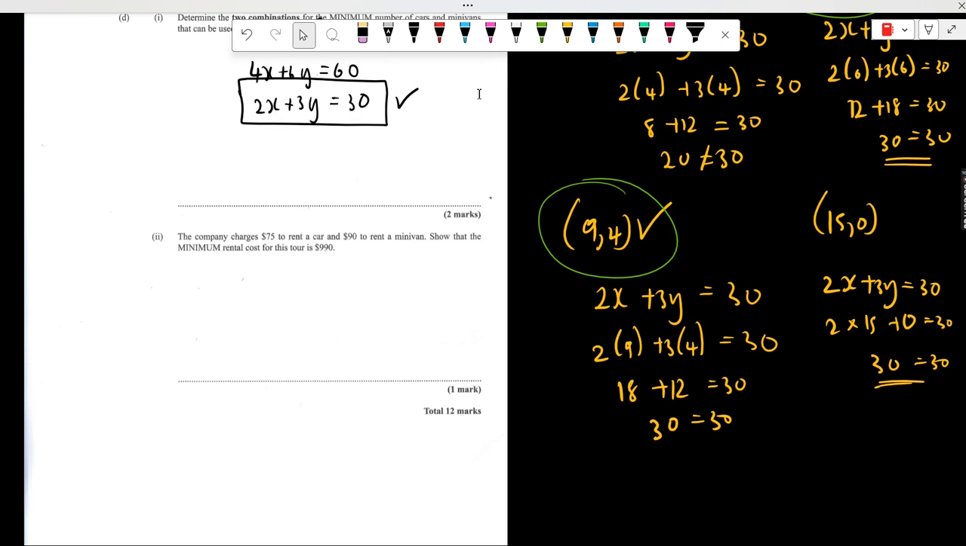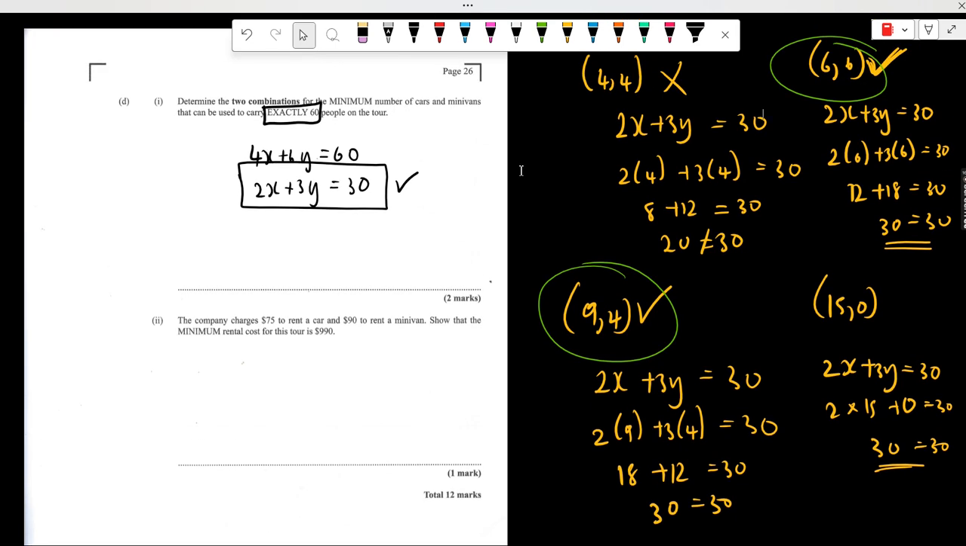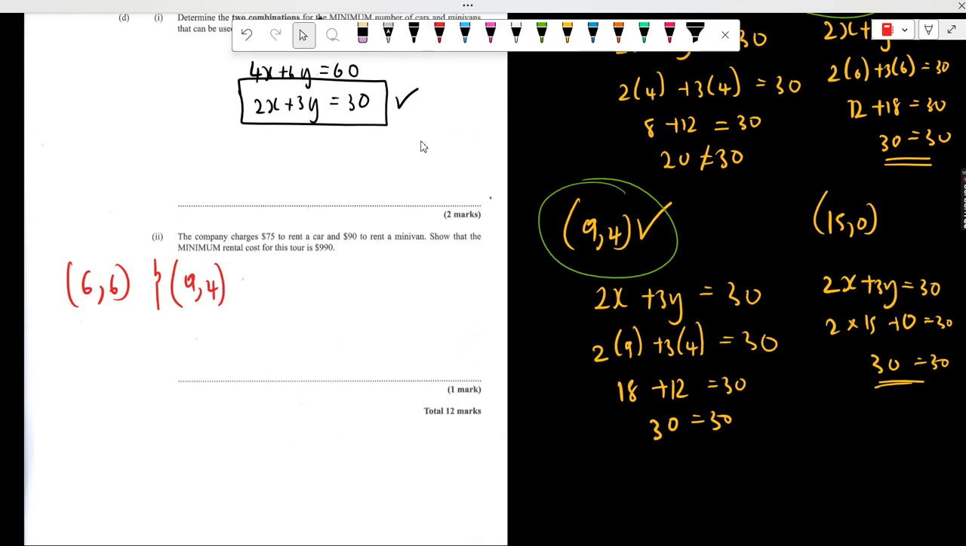All right, so the question's still not finished. The company charges $75 to rent a car and $90 to rent a minivan. Show that the minimum rental cost for this tour is $990. So look at the two combinations that we identified above. The two combinations are 6 cars, 6 minivans, and 9 cars, 4 minivans.